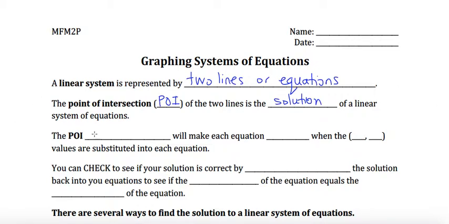The point of intersection coordinates will make each equation true when the x, y values are substituted into each equation. And you can check to see if your solution is correct by substituting the solution back into the equations to see if the left side, and you might remember this when we looked at solving equations, the left side of the equation equals the right side.